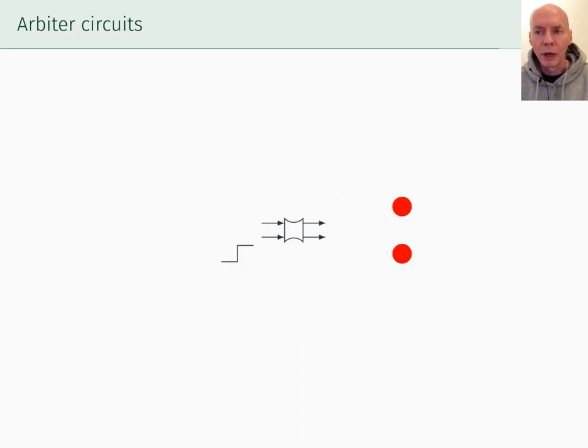The two other lines on the arbiter work the same way, and they correspond to the pressure sensors on the other street. But the arbiter does some kind of magic on the inside to guarantee that it will never raise both outputs at the same time.